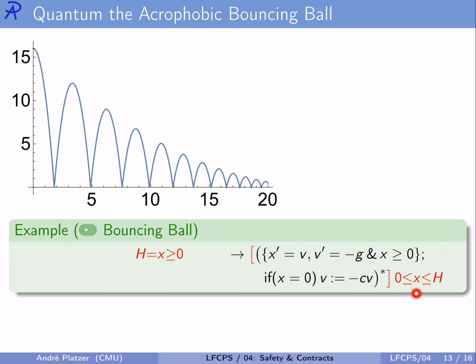I've been cheating with notation a little bit. Really, I should have said 0 less or equal x and x less or equal h. And here I should have said h equals x and x greater or equal 0, but I was just trying to save some space on the slides. My apologies. If you do that, please don't let it confuse you.